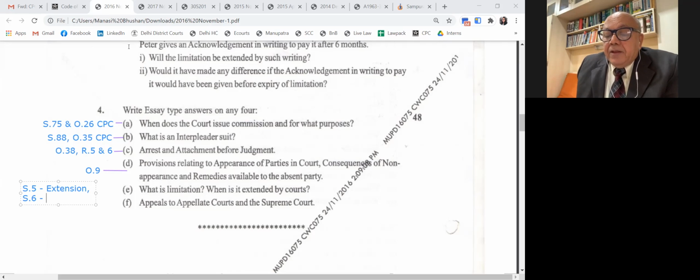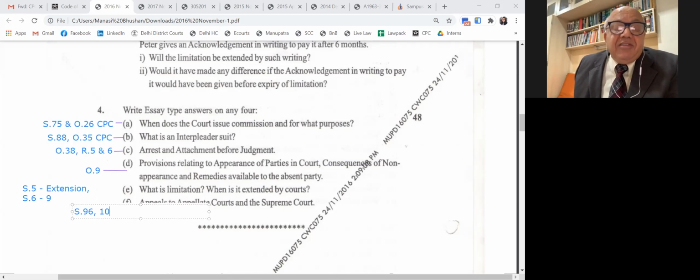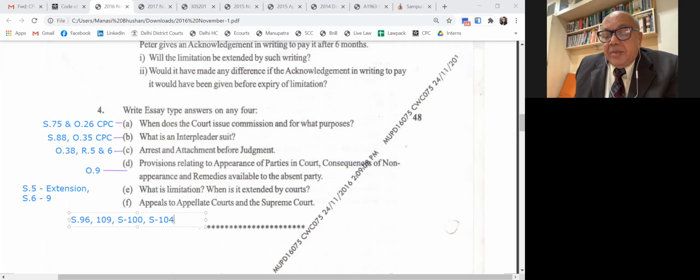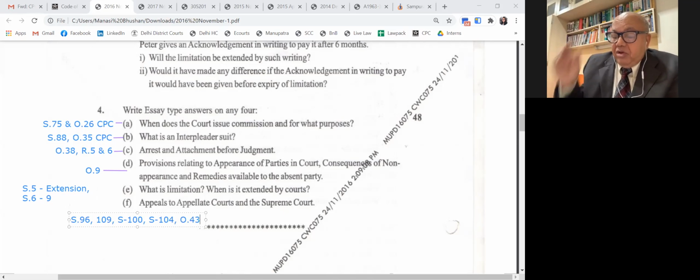Then appeals to the appellate court and Supreme Court. Appeals to the appellate court: we read section 96. Appeal to the Supreme Court: section 109. Section 100: second appeal from the appellate decrees of the subordinate court, namely the district court. Section 104 is appeal from orders, and also order 43, appeal from orders. You have read this. Okay, remember this very well.